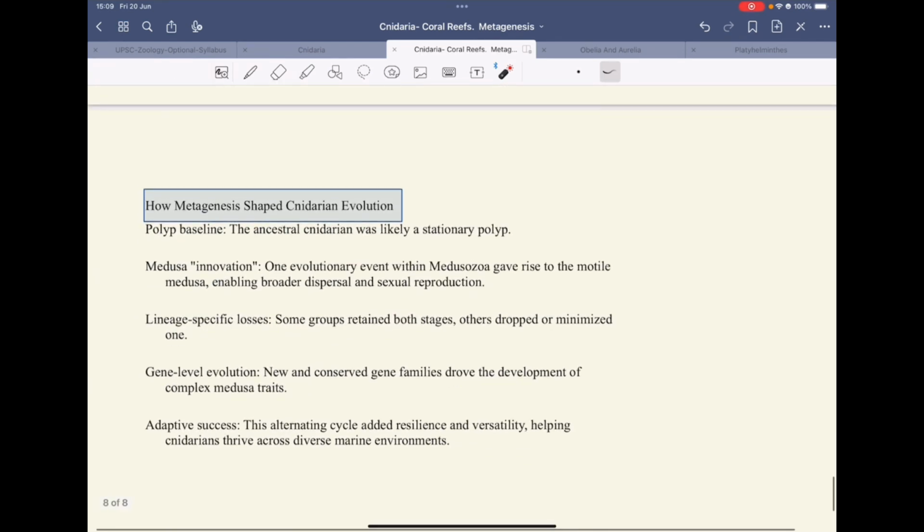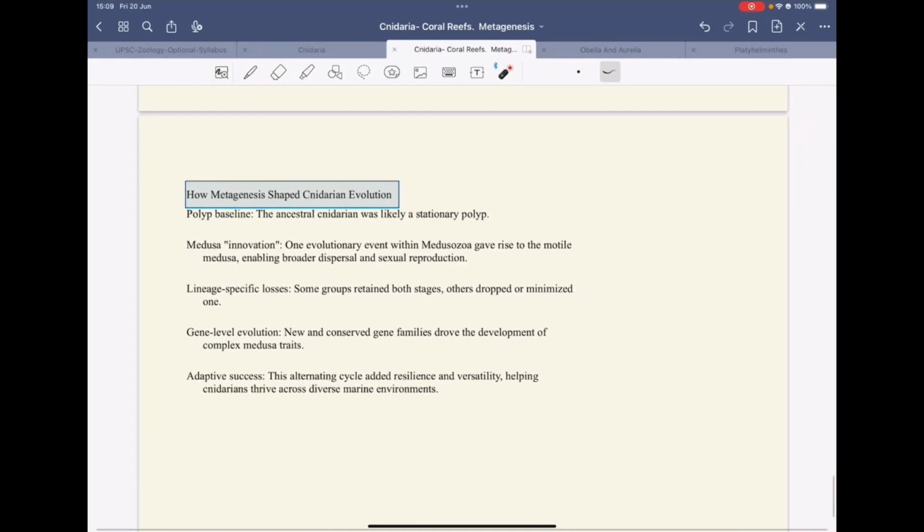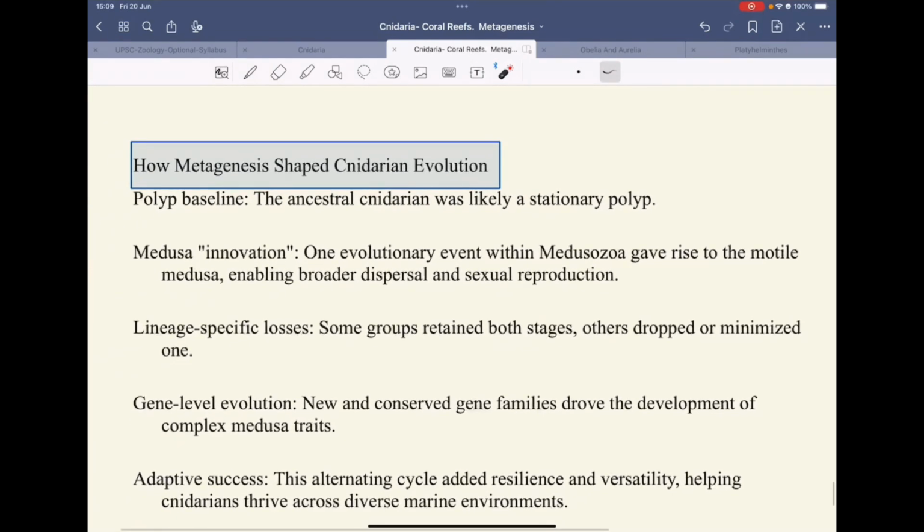Then how metagenesis shaped cnidarian evolution. Over time, you will observe that there was the polyp baseline, which was the basic ancestral cnidarian, and it was stationary, but it had to disperse, reproduce, spread, and capture prey. So over time, the medusa was an innovation in evolution. It was an evolutionary event within the Medusozoa. It gave rise to the motile medusa, enabling broader dispersal and sexual reproduction.